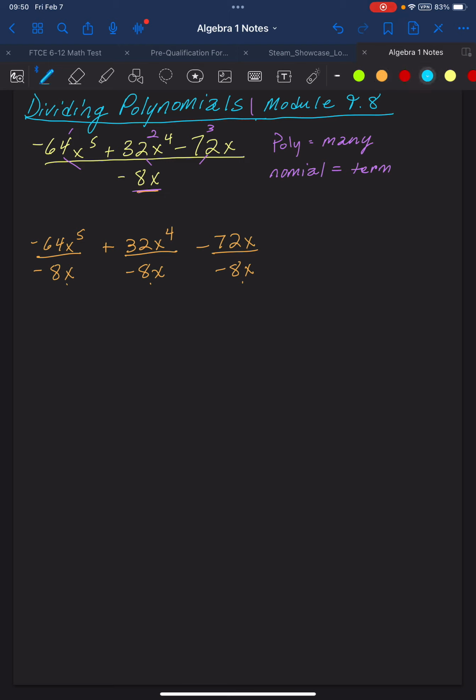Okay? So when you see your problems in this way, this is exactly what it is. That means every single term is going to be divided by this one term, or maybe 2 terms in the denominator. All right. Let's take it one term at a time. But before we do that, let's do a quick review.